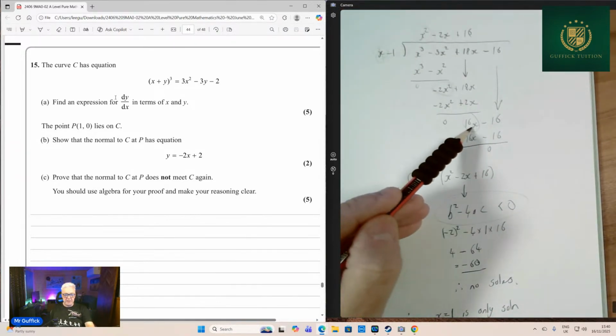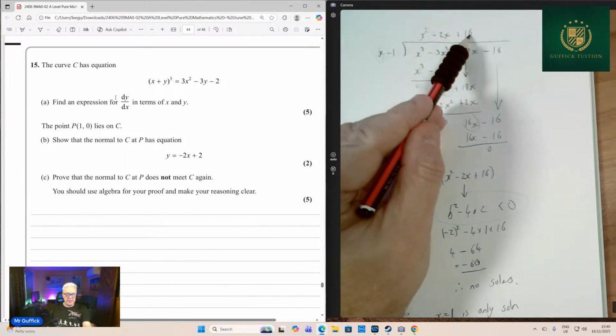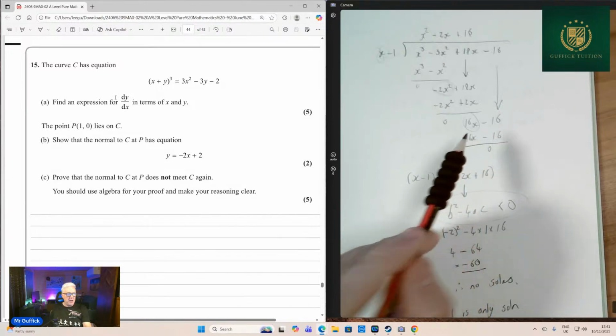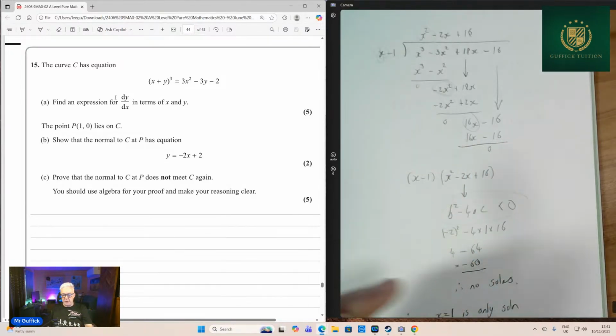That gives you 16x. You compare the x with 16x. You've got to times it by 16. You times x minus 1 by 16, giving you that. And then you subtract them from each other and you get 0.